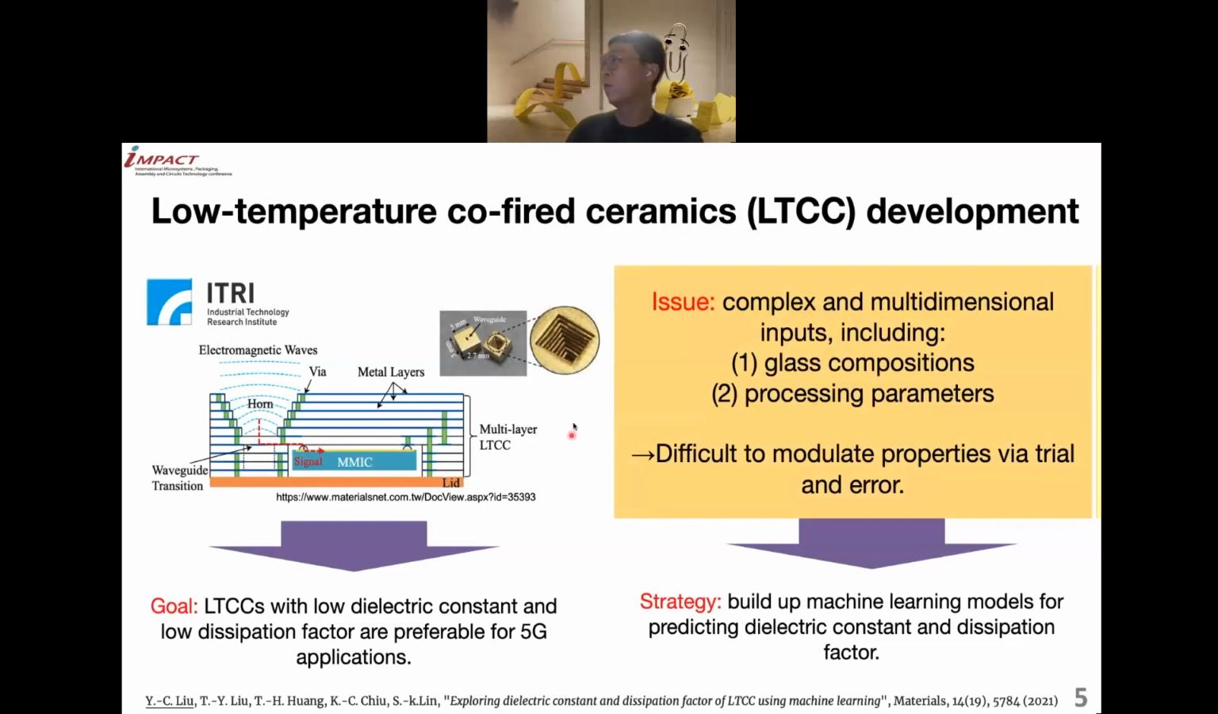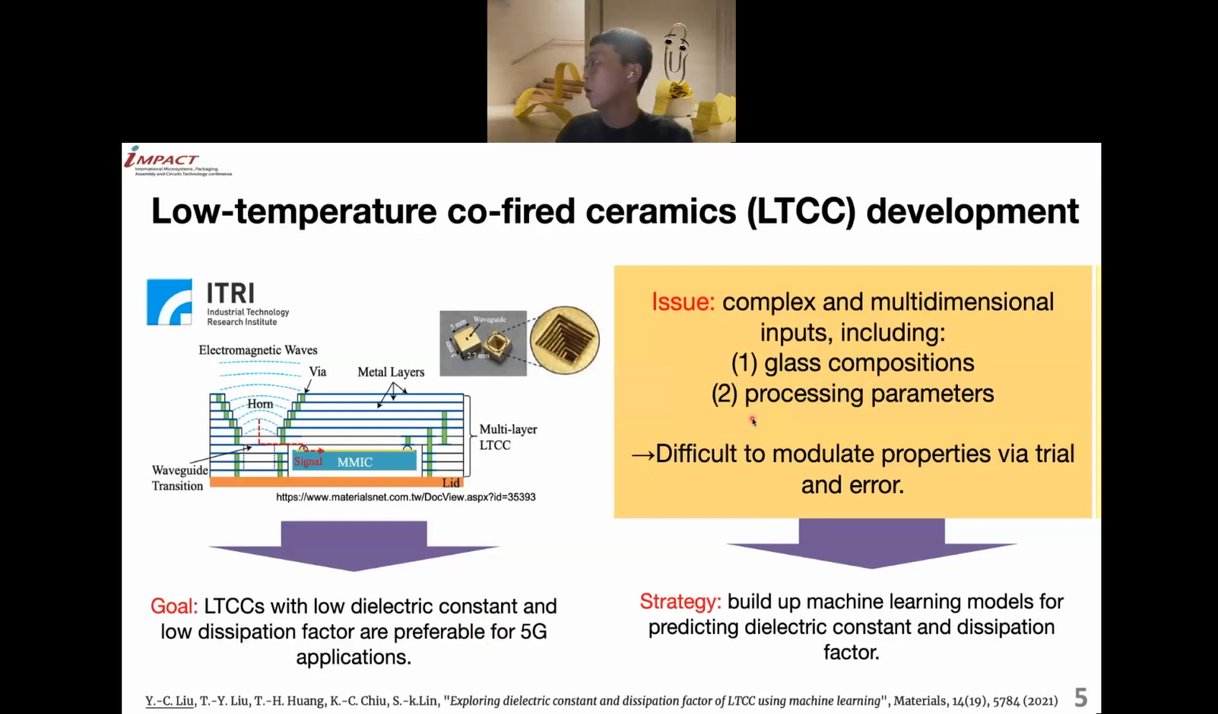The first project I would like to share with you is the low temperature co-fired ceramics, also known as LTCC development. For this work we collaborate with our partner A3. The goal of this project is to develop a low dielectric constant and low dissipation factor LTCC, because these two properties are preferable for 5G applications.